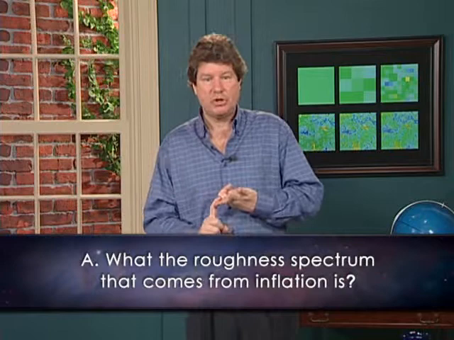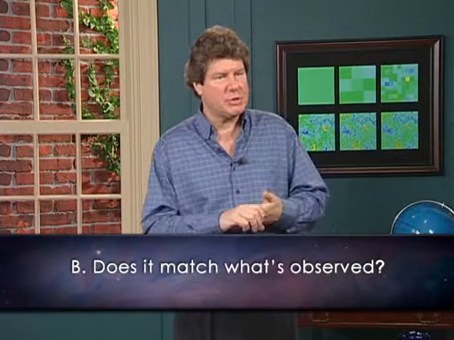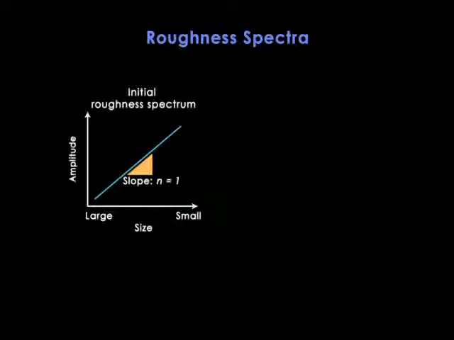Now remember from lecture 17, we learned that there's more to cosmic structure than simply saying the universe is lumpy. There's a size dependence of the lumpiness, which we've been calling the roughness spectrum, or power spectrum to use the proper term. So, it's critical to find out, A, what the roughness spectrum that comes from inflation is, and B, whether that matches what's observed. Now, it turns out that one of the more robust predictions of inflation is a rather specific kind of roughness spectrum. And here's a sketch of it.